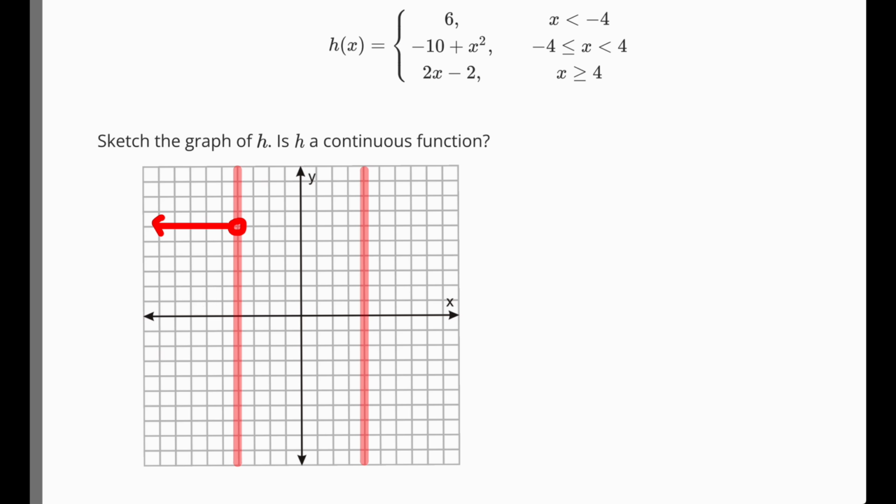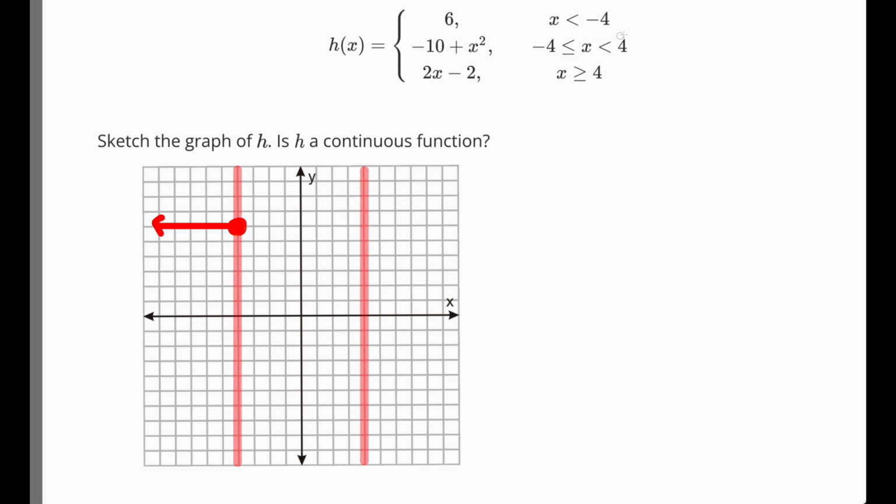Okay, the next thing we're going to do is plot the second piece, -10 plus x squared, and we're going to do it at its breakpoint. So -4 first. I'm going to plug in -4 for this x right here, and it's going to be 16 plus -10. 16 plus -10 is just going to be 6. So this one actually is colored in here, based on the fact that it's got this equal sign right here.